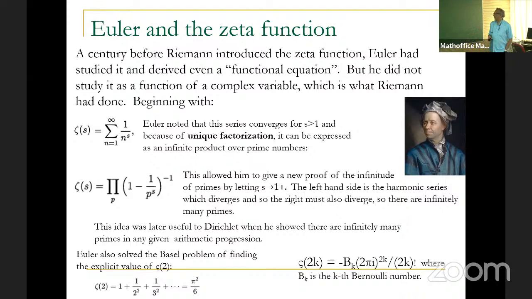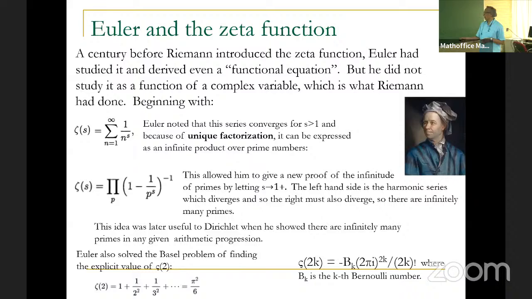So this idea was later useful to Dirichlet when he showed there are infinitely many primes in any given arithmetic progression. Now, the zeta function has other interesting properties. One of the most beautiful things about the zeta function is its special values. And Euler was fascinated by the special values.